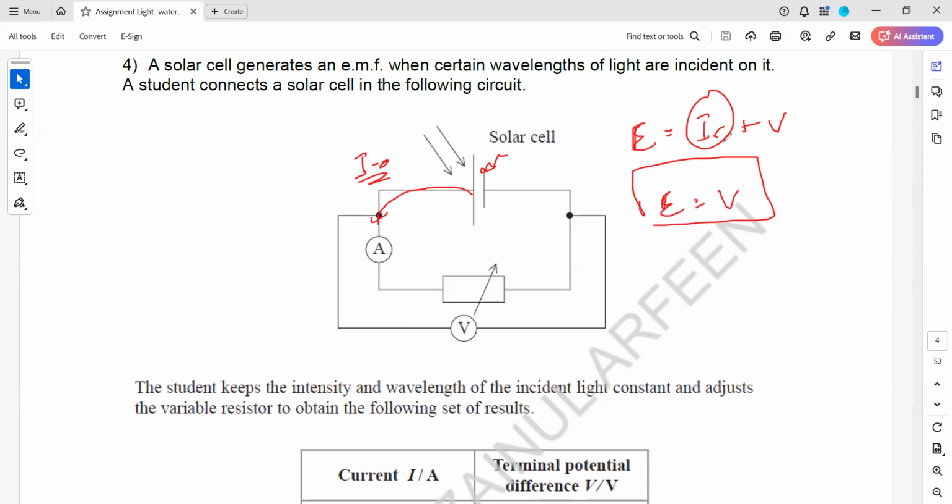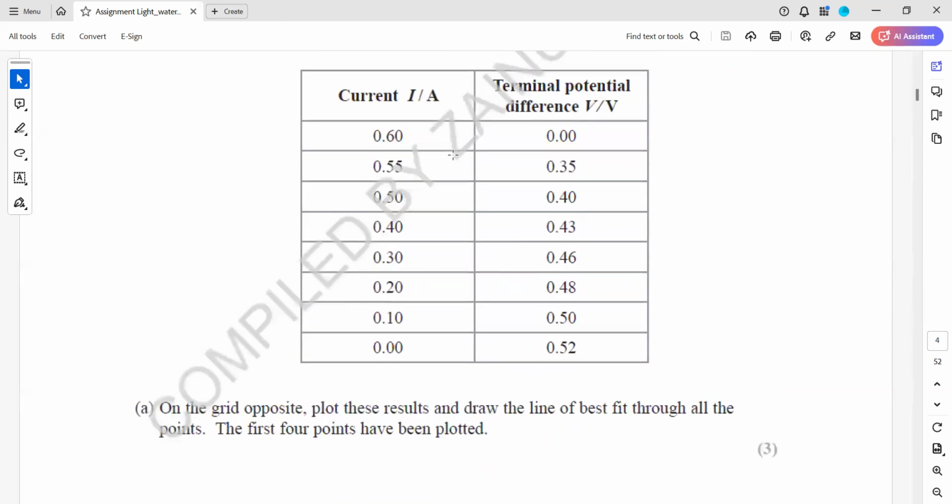There is an internal voltage or potential drop internally if the current is not zero. For example, if some current is drawn from a battery or a cell, some of the voltage will be lost internally and the remainder will be the external voltage. But in this case, why can we say that the EMF of this cell is 0.52?